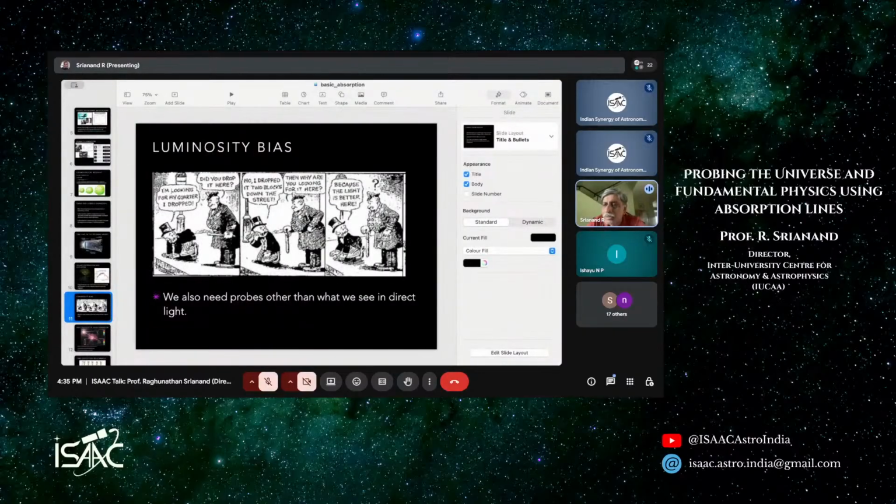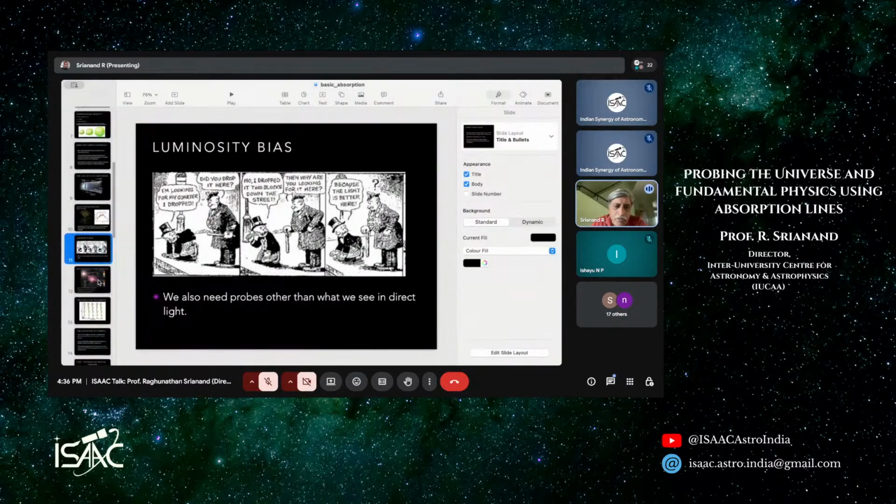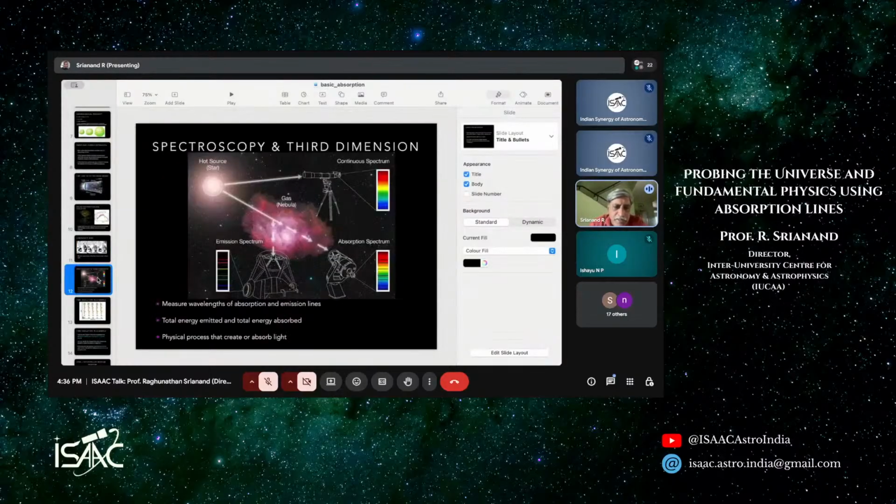So this is exactly what happens if you start observing the universe with optical telescopes, because we are going to just see what is visible, but there is a bias. This bias is what is known as luminosity bias. So it is not necessary that what you see in light is what is there in space, and we can see whether we can come up with some other techniques where you are also sensitive to things which are not emitting light. This is where these absorption lines become interesting for us. So I'll just briefly go through the spectroscopic aspect of what we call absorption lines. This is a standard picture you will see everywhere.